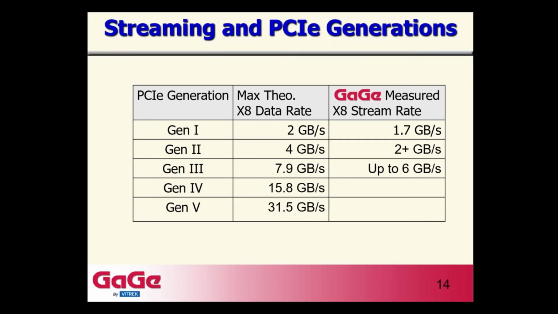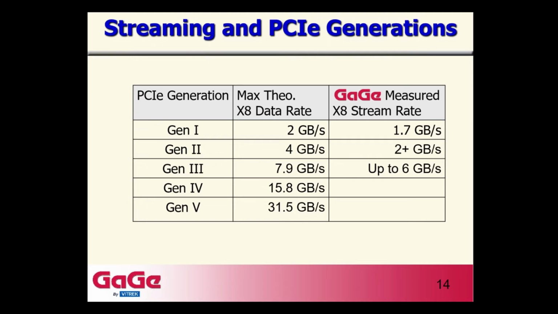The specification on the Gen 1 PCI Express bus tells us that the theoretical maximum rate is about 2 gigabytes per second. We found, however, that on our Gen 1 Signatech digitizer cards, we can sustain about 1.7 gigabytes per second. And the rate is lowered because of things like handshaking and so forth. The theoretical rate is sort of a best-case rate that you can attain for very short periods, for very short bursts.